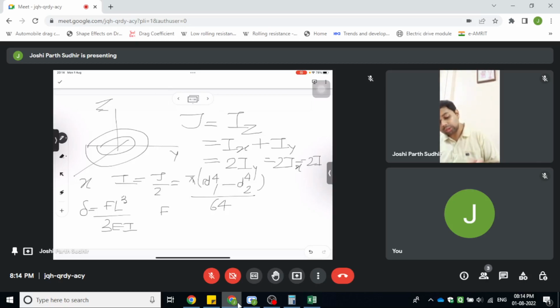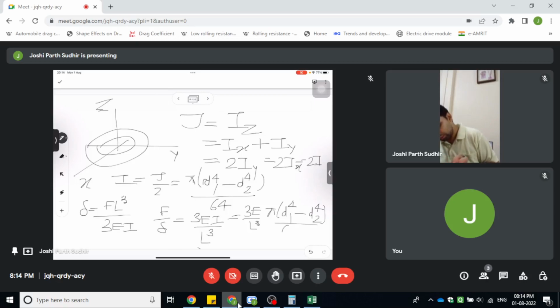So the stiffness is given by the force per unit deflection, F by delta. So now using this expression, we will get that the stiffness is given by 3EI by L cube, which is 3E by L cube into pi (t1 to the power 4 minus t2 to the power 4) by 64.